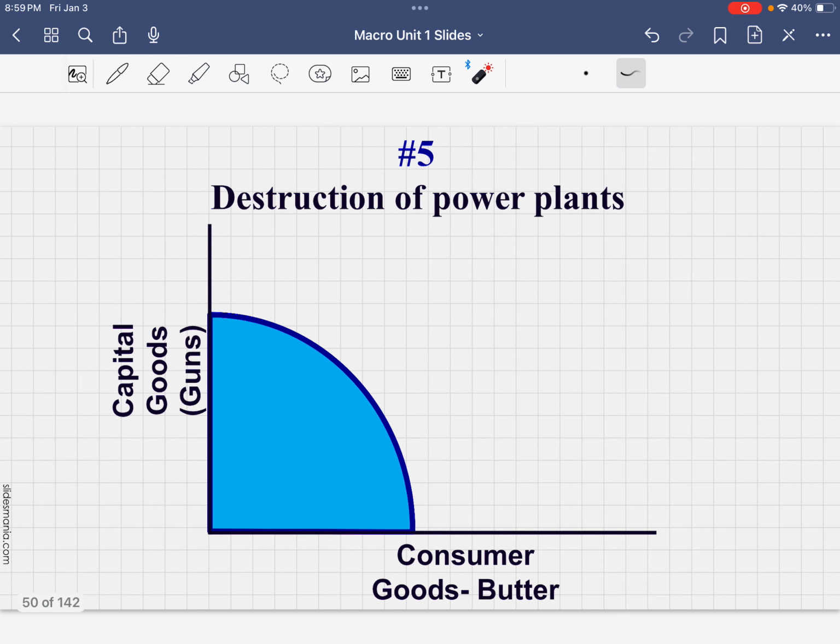Okay. Number 5, destruction of power plants. Okay, this one gets a little bit different. So actually, from now on, I'm going to use a very classic economics example of guns versus butter. And I know you're like, Miss Keller, that's so stupid and also kind of violent. Why do we use guns versus butter as an example? We're going to use it as an example all year. Because guns represent military goods, which our country considers to be a capital good. It's used for a purpose. And then butter is just like a consumer good, okay?